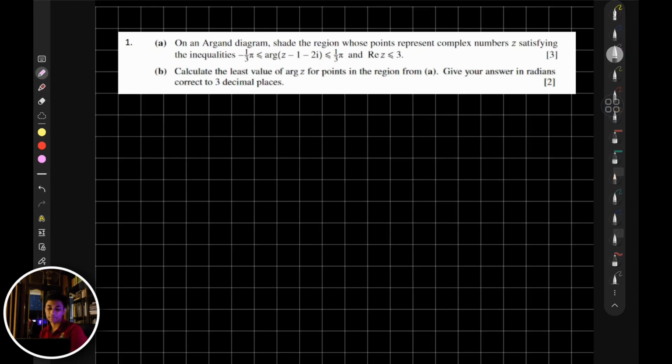What does it say? On an Argand diagram, shade the region whose points represent complex numbers z satisfying the inequalities: argument of z minus 1 minus 2i is between the angles of minus pi by 3 and positive pi by 3. Great. So let's tackle this step by step.